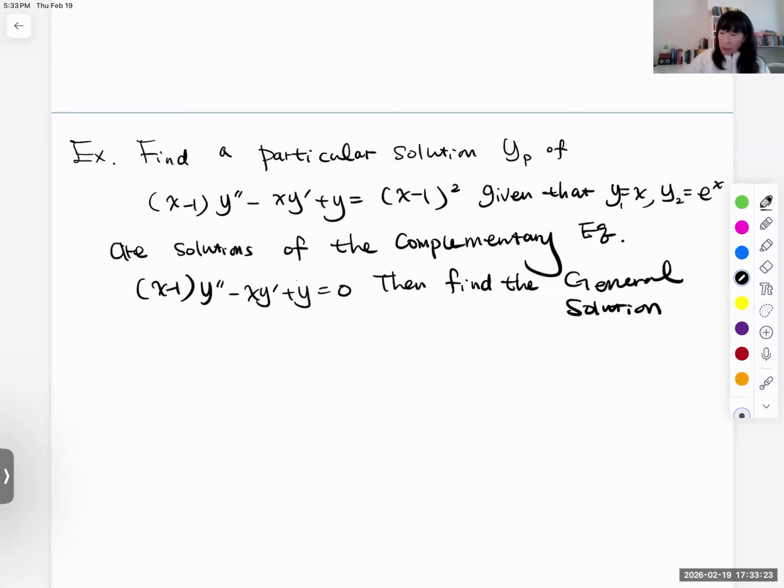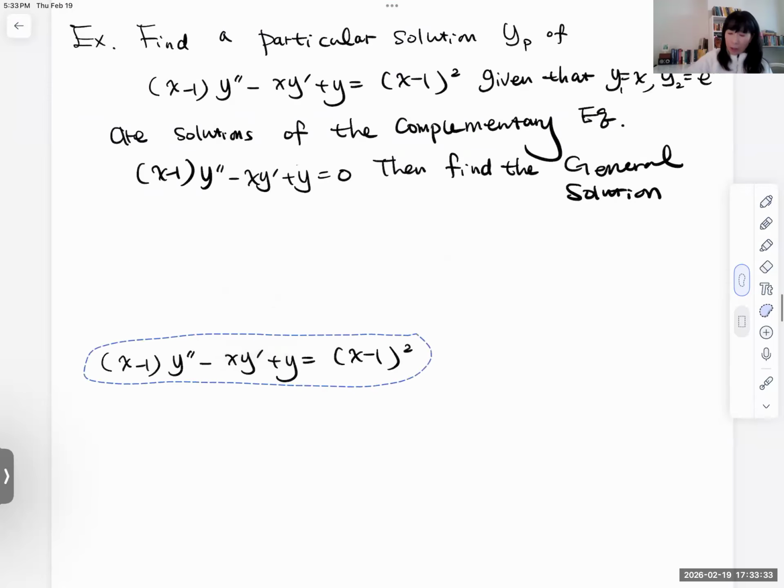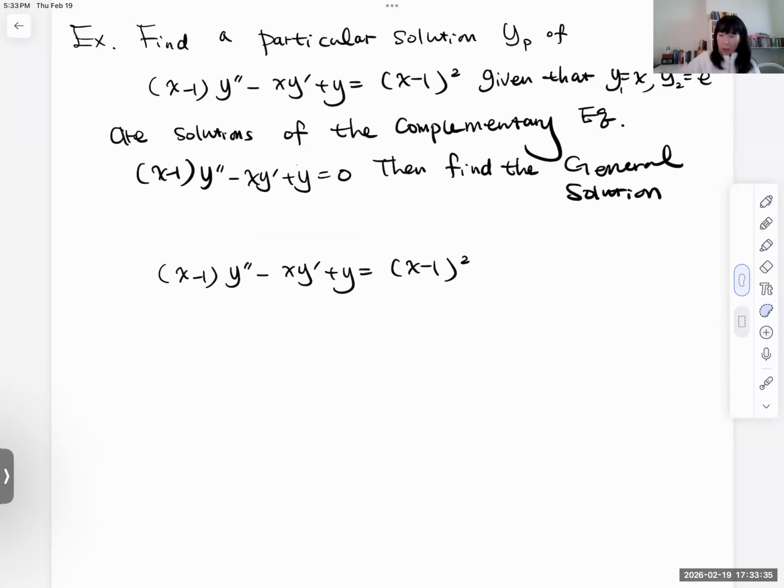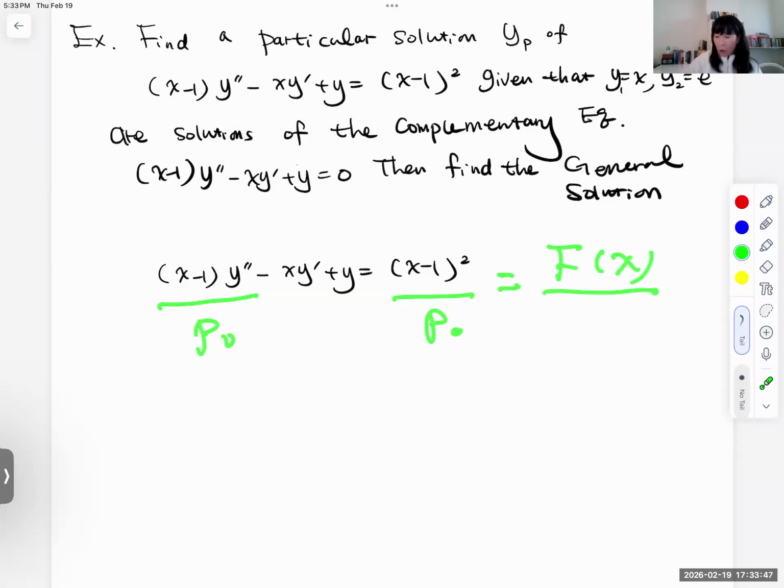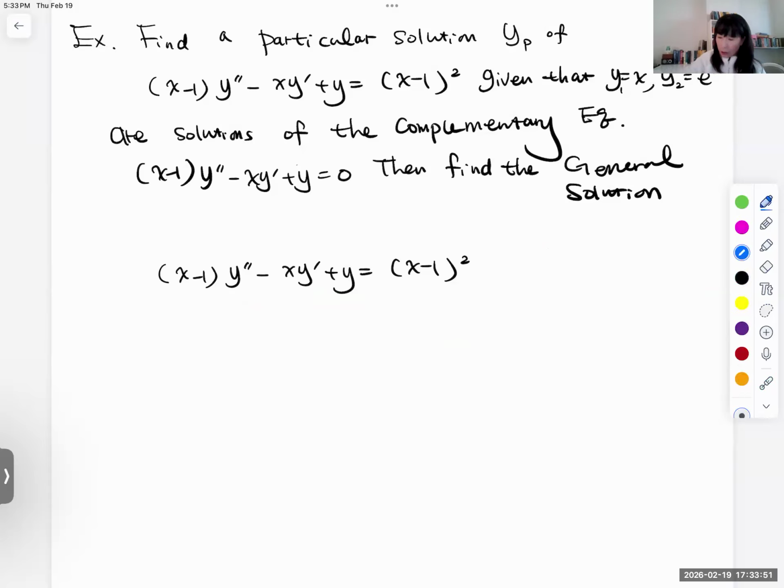Okay, let us do this. From the beginning, we want to make only y second prime, right? There will be divided by p naught. So we have to make the other side form f of x over p naught. Okay, so let's do that.